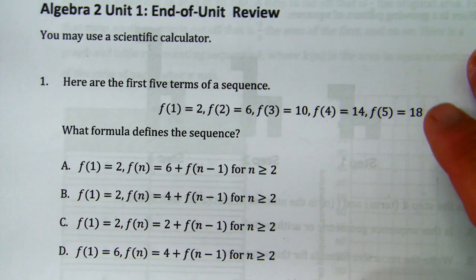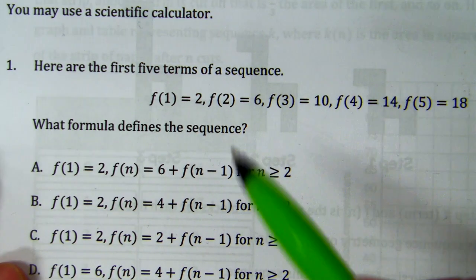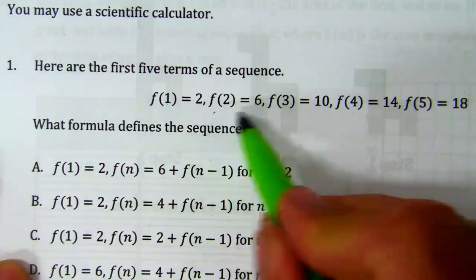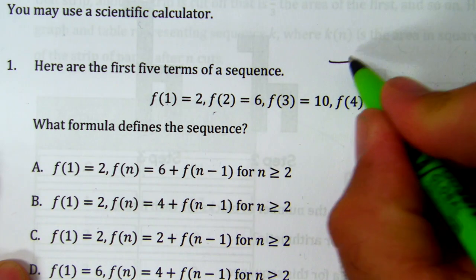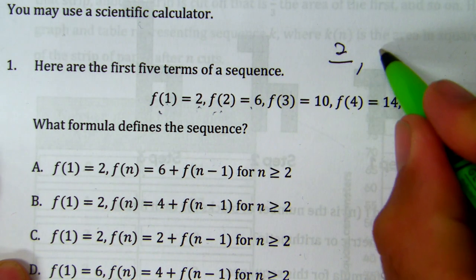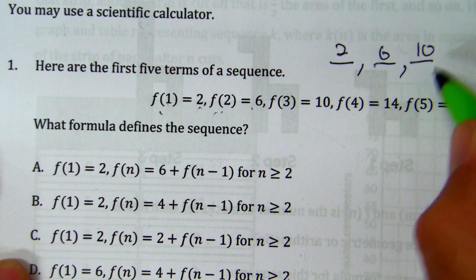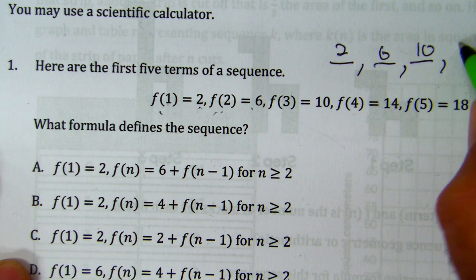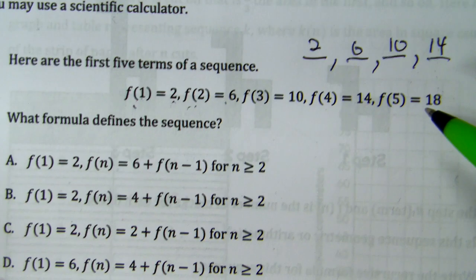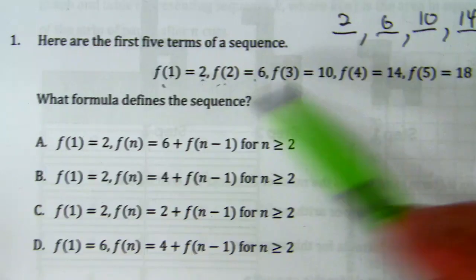First of all, notation. Here are the first 5 terms of the sequence, okay? The first term is 2. Now, I know they have it written out. I really like to kind of do it just like this. There's the first term. It's 2. The second term is 6. Okay? The third term is 10. The fourth term, etc., is 14. So whenever I can actually list them out, I think it helps. What formula defines this sequence?